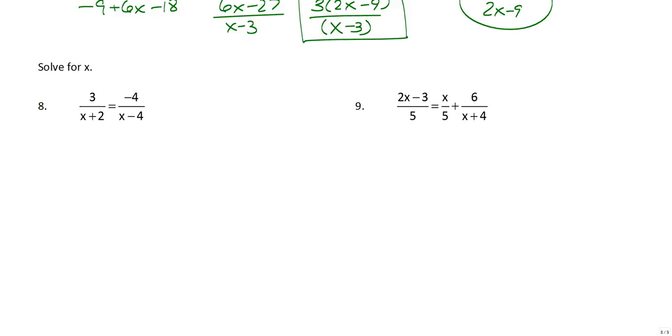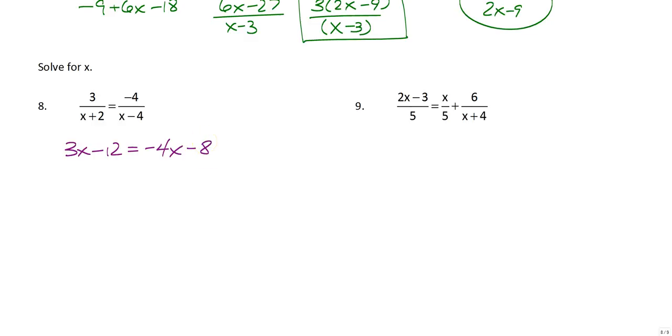When we solve, there are two different styles of questions. There's one fraction on each side, or multiple fractions on a side. If we just have one fraction on each side, we can go back to old school cross multiplying. So 3 times x is 3x, and 3 times a negative 4 is a negative 12, equals, cross multiply the other way. Negative 4 times x is a negative 4x, and negative 4 times 2 is a negative 8. And now we just solve.